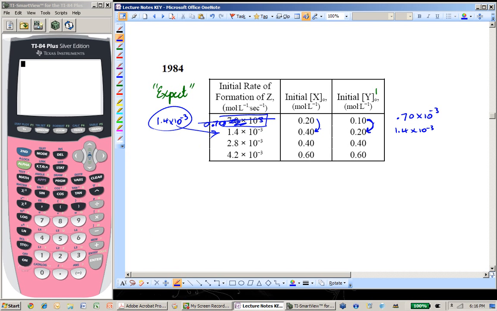So I doubled x, didn't change the rate at all. Everything that happened was because we already knew how y was behaving. So that's zero order. I know you are not convinced. I'm going to pick a different line. I'm going to convince you.